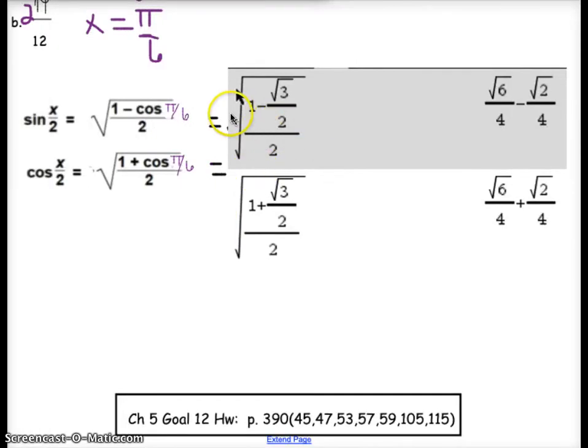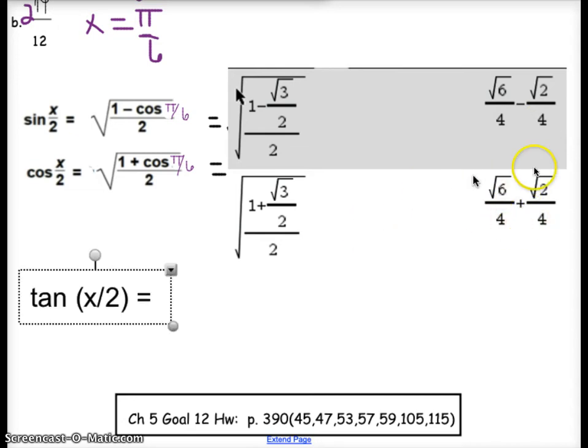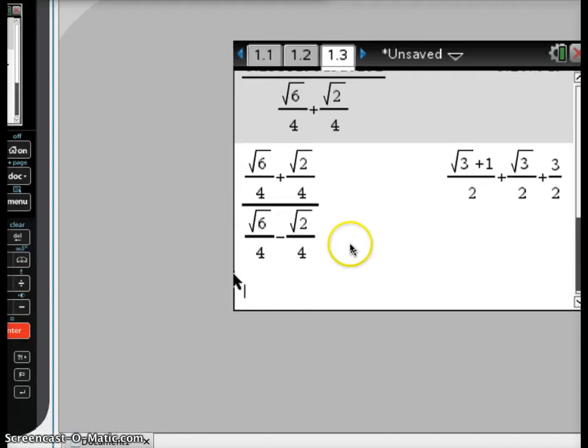This time I used my calculator to simplify the two radical expressions for me, and we have the square root of 6 over 4 minus the square root of 2 over 4, and then the sum of that. Let's take the sine and divide by the cosine in order to calculate the tangent. And I want to use the calculator this time to do that for us. So you can see that it will simplify it for you.